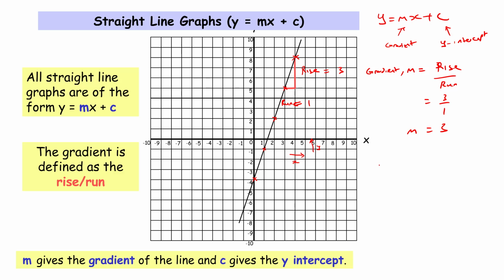Now I need to find c. C is the y-intercept. Where does this line cross the y-axis? And it's there at -4. So the equation is given by y is equal to m is 3, so 3x, and it's plus c, but c is -4, so -4. And that's the equation of this line. So I can write it on the graph. Y is equal to 3x minus 4.